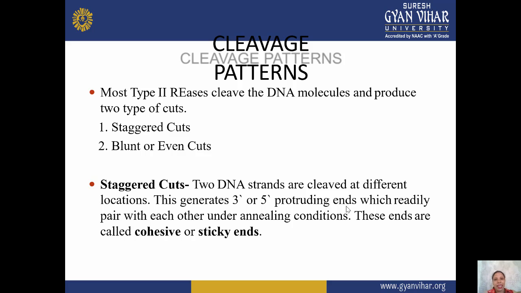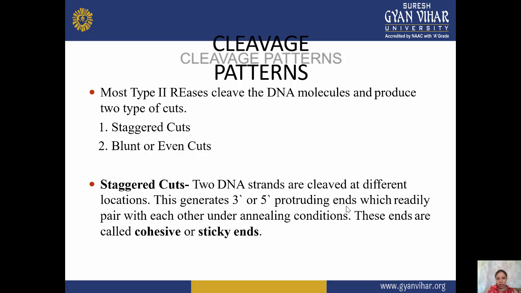Now the cleavage patterns. Most type 2 restriction endonucleases cleave the DNA molecule and produce two types of cuts. One is the staggered cut, and the second is the blunt or even cut. Staggered cuts are where the two DNA strands are cleaved at different locations. When the restriction enzyme attacks the DNA molecule to produce the cut, the cut may be staggered or blunt.